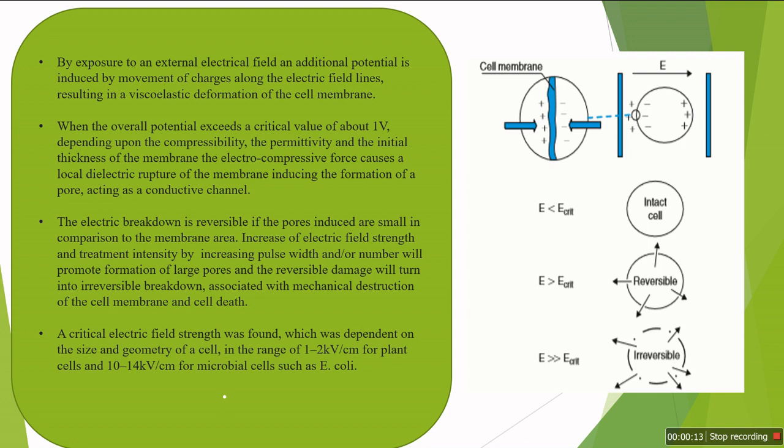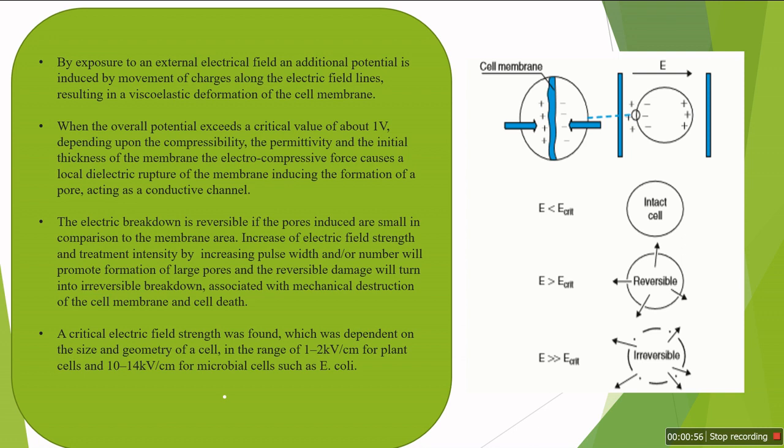When the overall potential exceeds a critical value of about 1 volt, depending upon the compressibility, the permittivity, and the initial thickness of the membrane, the electrocompressive force causes a local dielectric rupture of the membrane, inducing the formation of a pore acting as a conductive channel. The electric breakdown is reversible if the pores induced are small in comparison to the membrane area. Increase of electric field strength and the treatment intensity by increasing pulse width and/or number will promote formation of large pores, and the reversible damage will turn into the irreversible breakdown associated with mechanical destruction of the cell membrane and cell death.